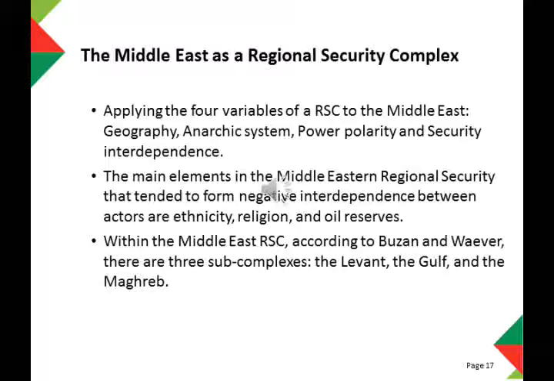When it comes to security interdependence, which is the fourth and the most important variable in defining and forming a regional security complex, Buzan and Weber concluded that there is some sort of negative interdependence between actors in the Middle East, and this kind of negative interdependence is the result of many factors like ethnicity, religion, and oil reserves.